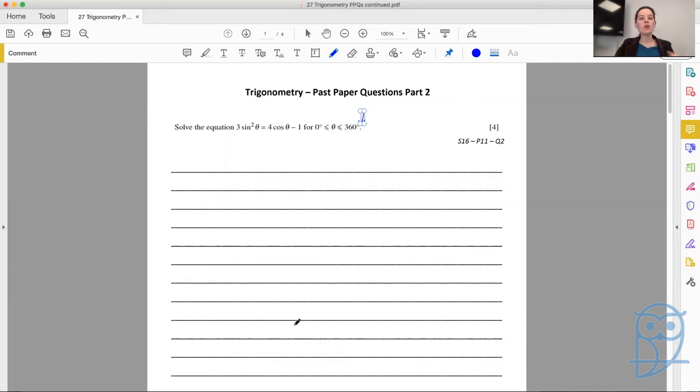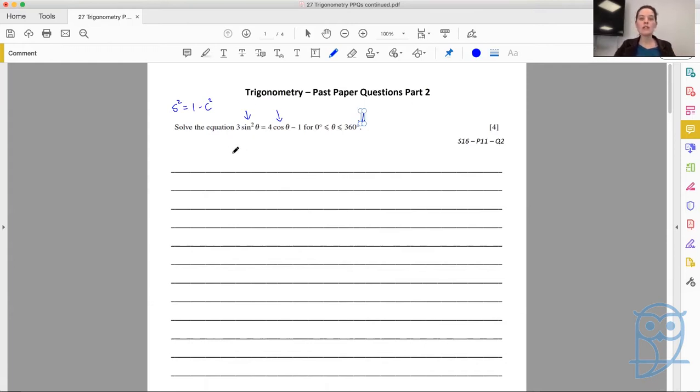Okay, remember when we're solving an equation, we want to get it in terms of one trig function so that we can then solve. Problem here is we have both sine and cos, but that sine squared should be ringing a bell because we know that sine squared equals 1 minus cos squared. So we can replace, and when we replace that, then we're in terms of cos.